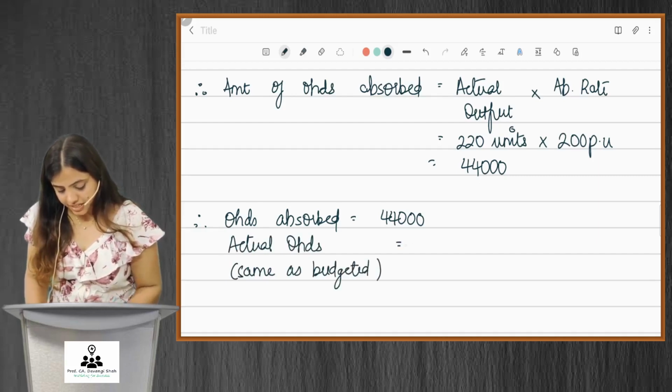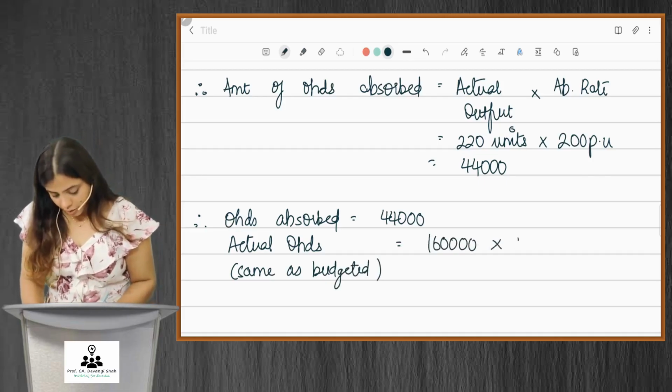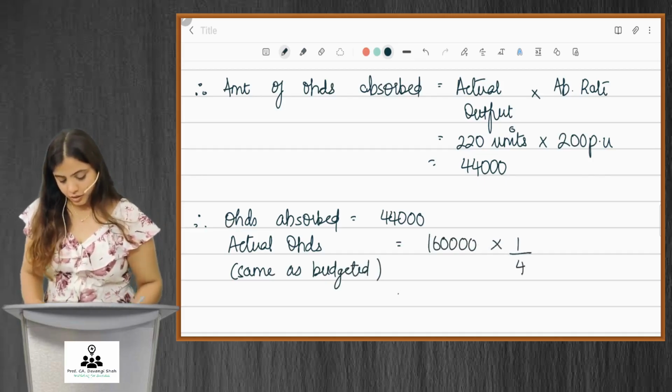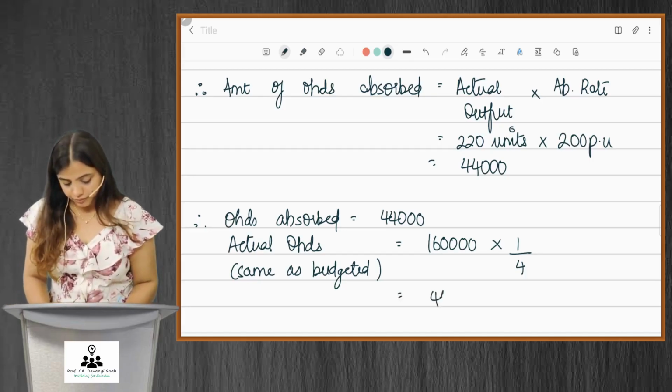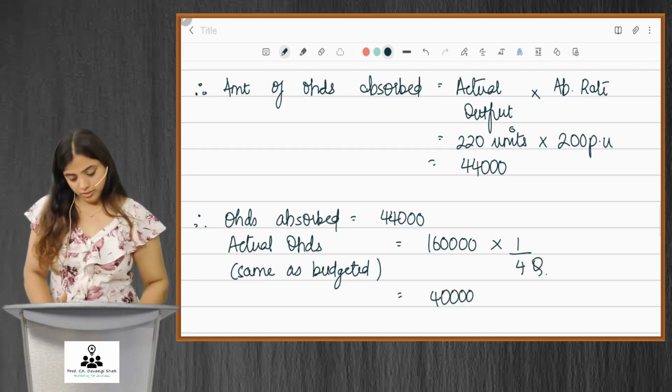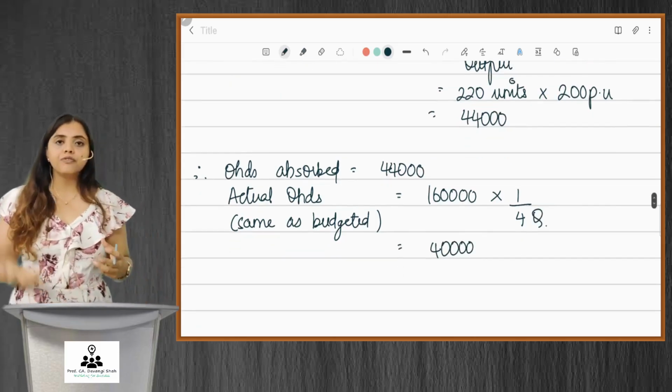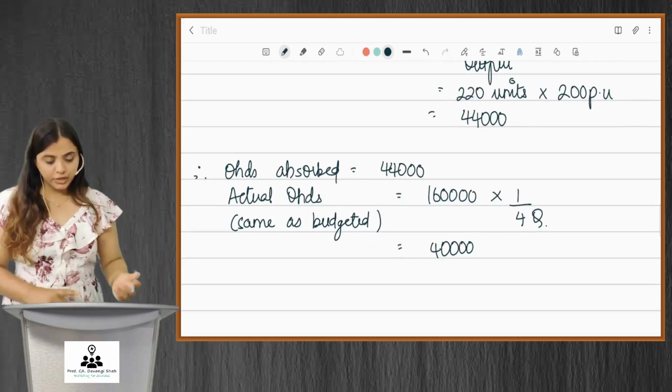But that is given as 1,60,000. This is for the whole year. For 1 quarter, it will be how much? So we take 1/4, which will be 40,000. Why have I taken that? Because for 4 quarters. So friends, overheads absorbed 44,000, overheads incurred 40,000.